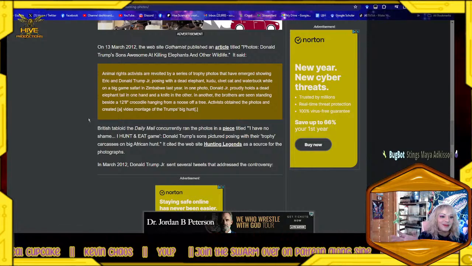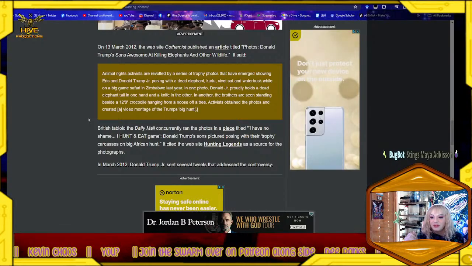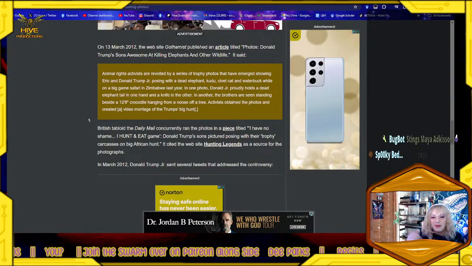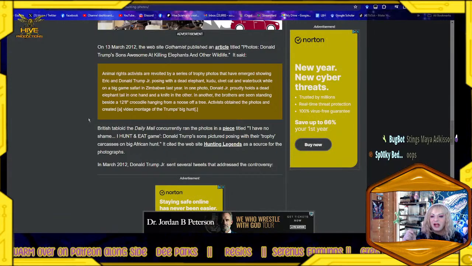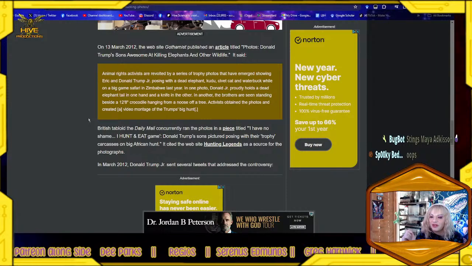So this crocodile is probably 60, 70 years old. Maybe more like 40 years old. But still, it's lived a long life. Crocodile hanging from a noose off a tree.